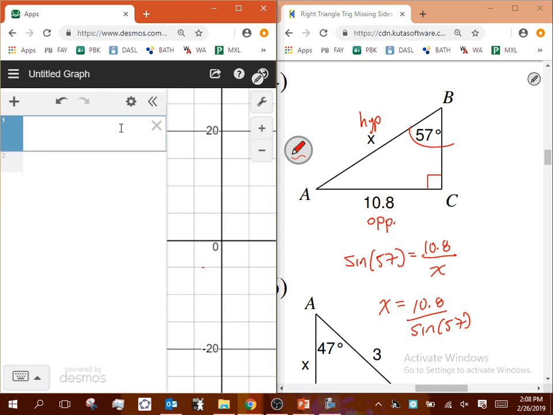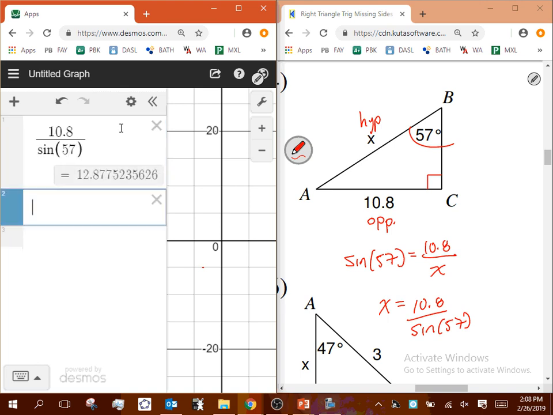That's great. 10.8 divided by sine of 57 gives you that number right there. You guys get 12.877? Okay.